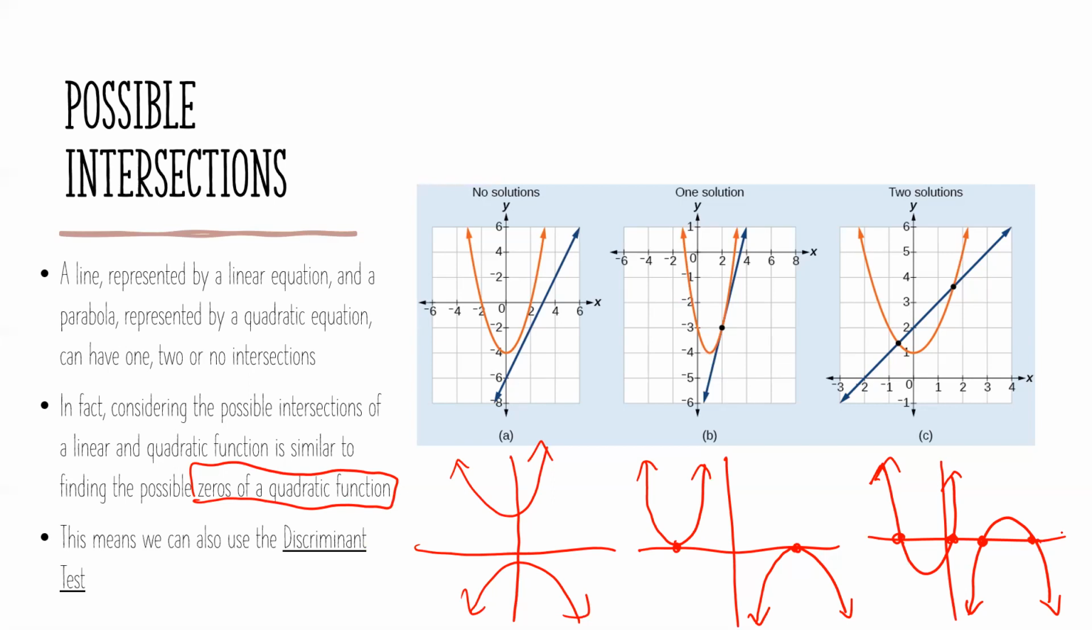So this means that, essentially, because it's very similar to how we looked at the possible number of roots for a quadratic function, it's going to be pretty much the exact same test that we're going to use. We're going to use the discriminant test. And if you recall, the discriminant test is when you check the value of b squared minus 4ac, and you only check the value of b squared minus 4ac because, again, that is the value that is underneath the square root. So you don't have to check anything else. You just have to check what is under the square root, and that's it.